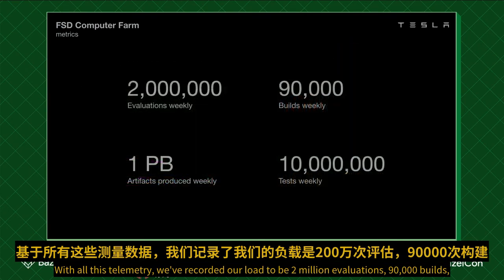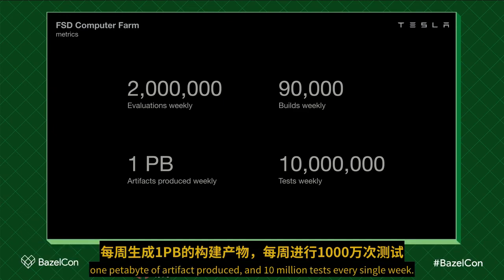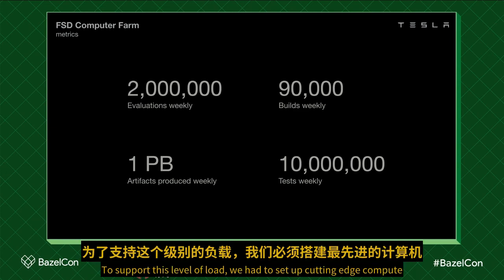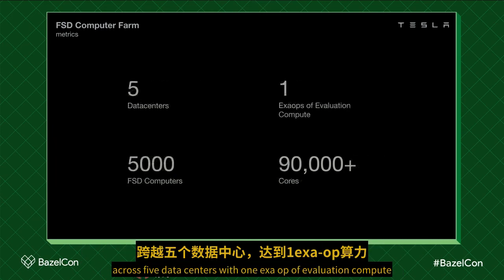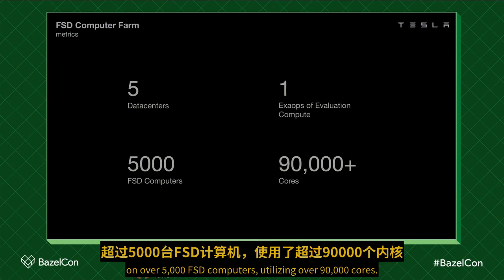With all this telemetry, we've recorded our load to be 2 million evaluations, 90,000 builds, 1 petabyte of artifacts produced, and 10 million tests every single week. To support this level of load, we had to set up cutting-edge compute across 5 data centers with 1 exaOP of evaluation compute on over 5,000 FSD computers, utilizing over 90,000 cores.